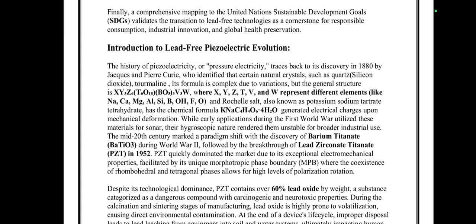The mid-20th century marked a paradigm shift with the discovery of barium titanate during World War II, followed by the breakthrough of lead zirconate titanate (PZT) in 1952. PZT quickly dominated the market due to its exceptional electromechanical properties, facilitated by its unique morphotropic phase boundary, where the coexistence of rhombohedral and tetragonal phases allows for high levels of polarization rotation.